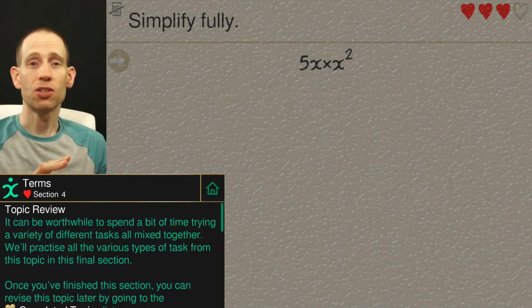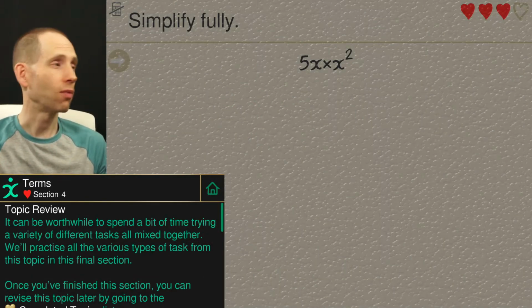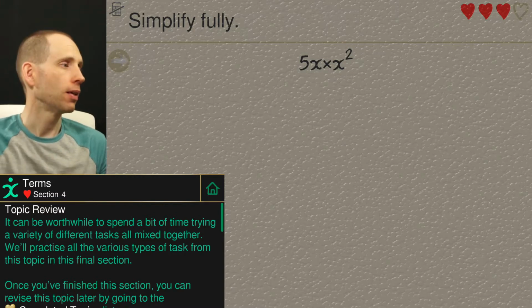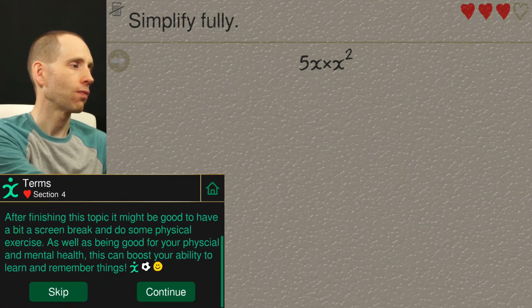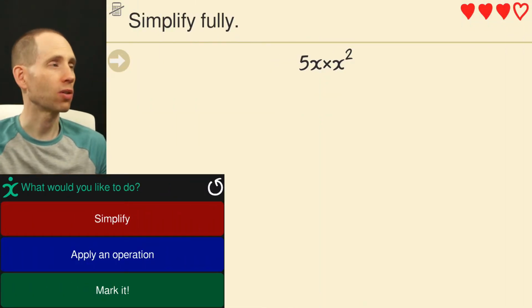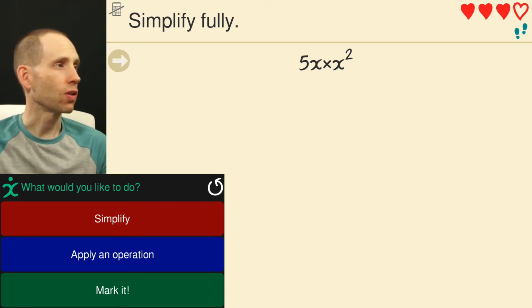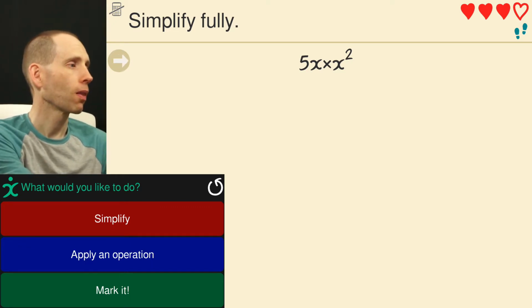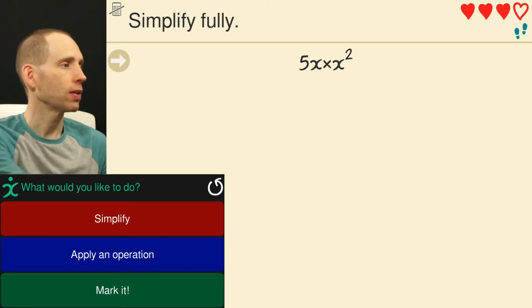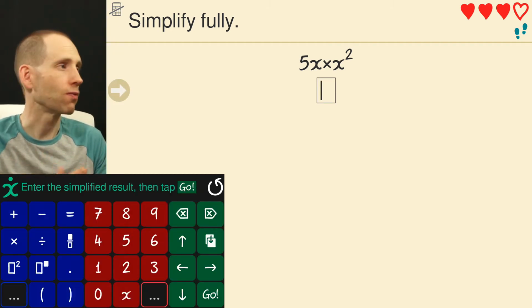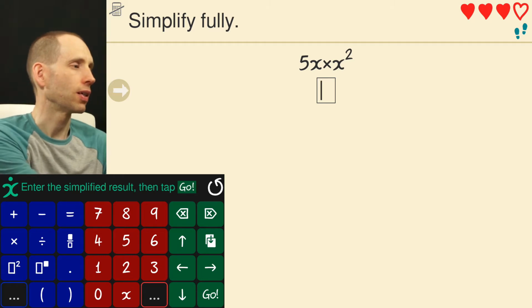So this last section is just a review of the topic and really some practice at simplifying within a term. If we continue on to that, I'm going to go through a few of these. You can practice this as much as you like, or you can stop there and go and do something else for a bit. So we're in step check mode, so I'm going to have to do this myself, and I've got to collect those factors together using exponents.